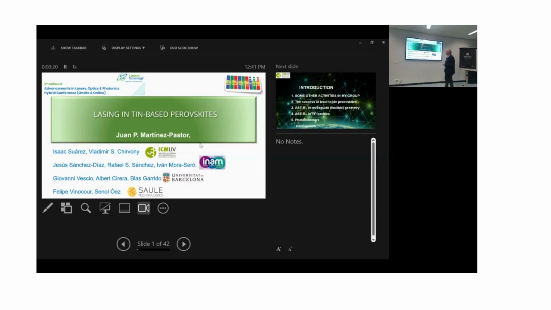This is work I have summarized from several projects developed in my lab together with other institutions in Spain, like the University of Castellón and the University of Barcelona, and also a company in Poland that is producing solar modules, by injecting in flexible substrate, because perovskites are semiconductors.